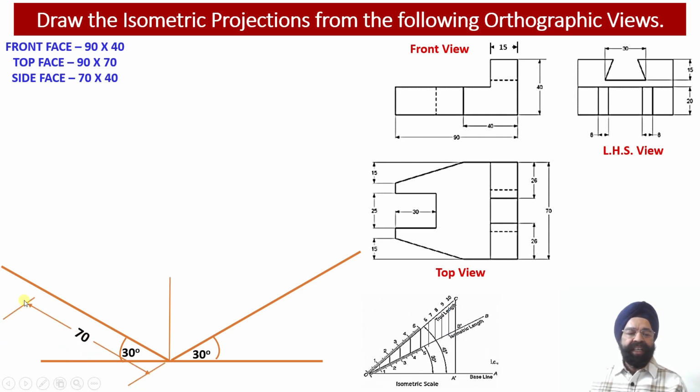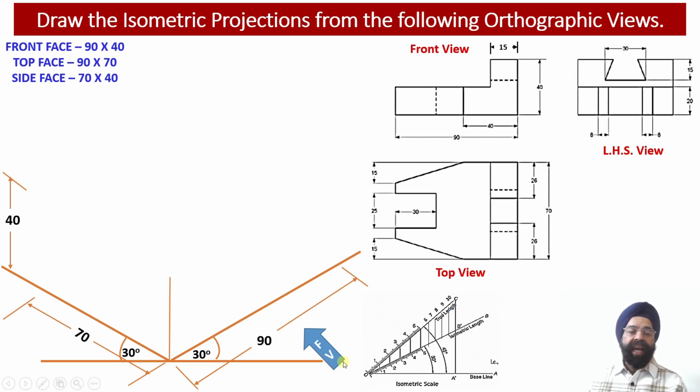As we have discussed, alongside the x-axis, we are going to obtain the width of the object, which is equal to 70 millimeter. Alongside the z-axis, we have obtained the length of the object. The length of the object happens to be 90 millimeter. Now we check that the height of the object happens to be 40 millimeter. This height has been obtained onto the isometric y-axis.